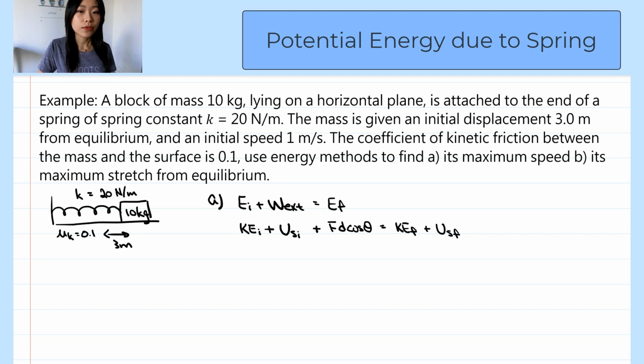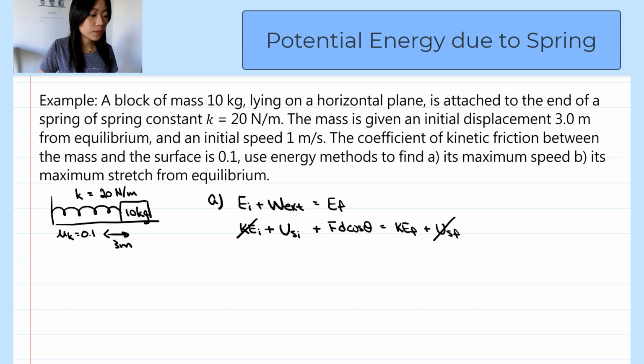Since the object is released, the initial velocity is 0, so the initial kinetic energy is 0. And we set the final point at the equilibrium point, so the distance to the equilibrium point is 0. So the final potential energy due to the spring is also 0. Now we are left with 3 terms.